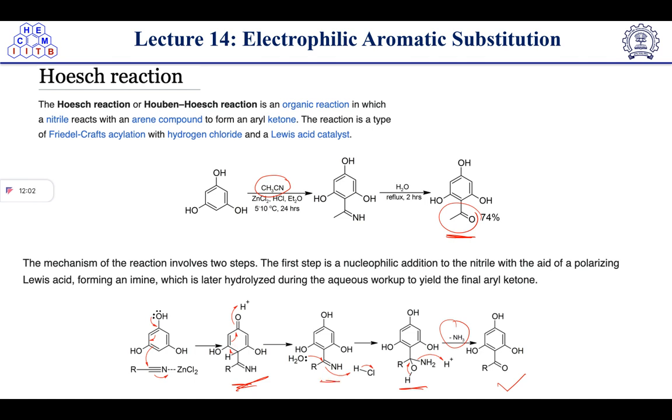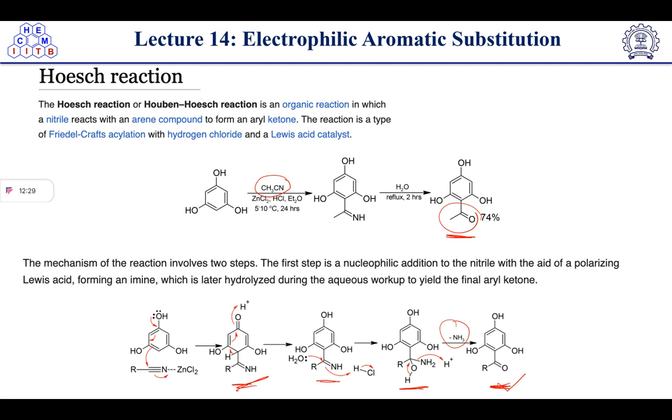We will get the aromatic ring, right? After this aromatic ring formation, the next step is hydrolysis. So water will attack on this nitrogen, it will open up and look like this intermediate. Then proton transfer followed by elimination of the NH3 group will result in the corresponding ketone formation. So here we can get the aryl ketone product.